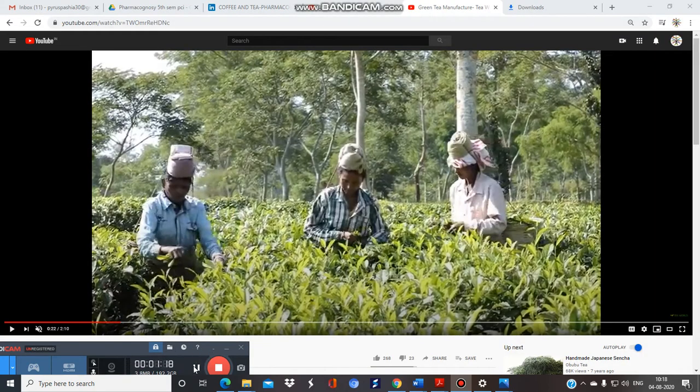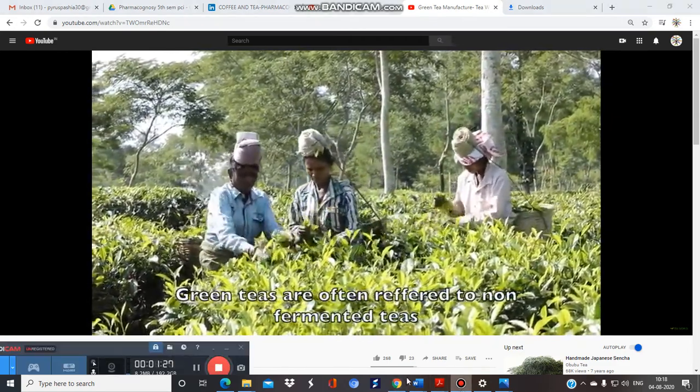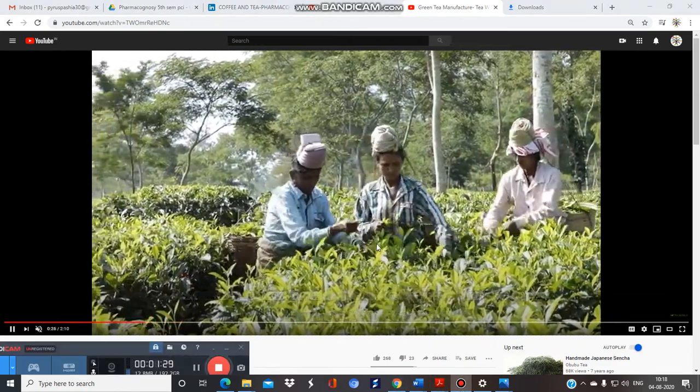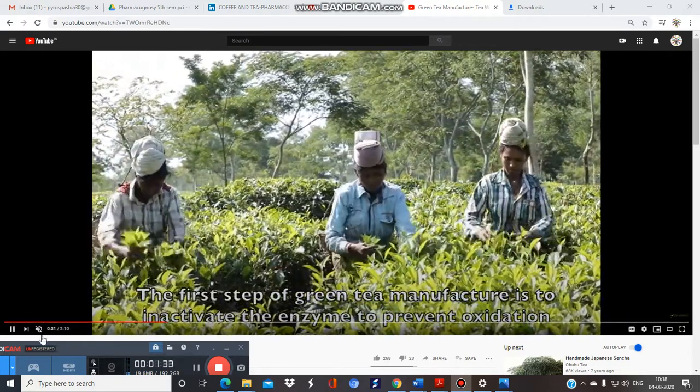So let's see the processing of green tea, how green tea is processed in small or large scale industries. As you can see, first of all, the tea leaves are hand plucked. So basically, I'll stop here a bit.